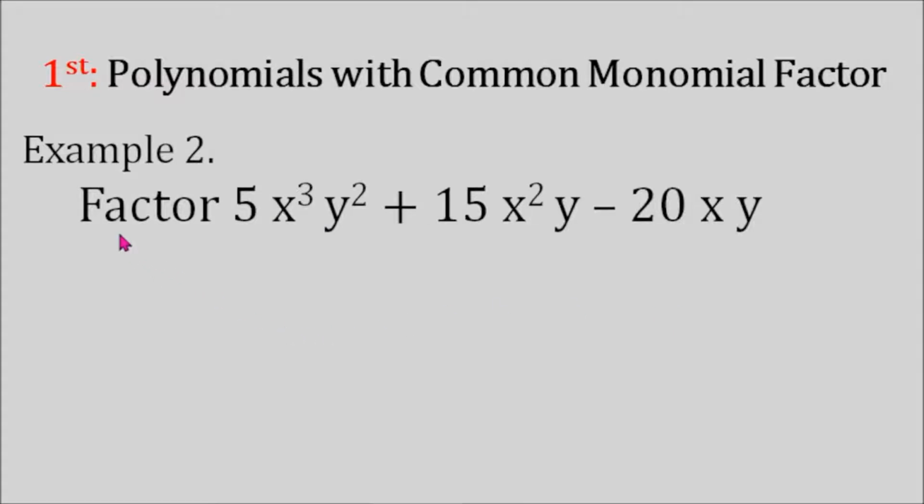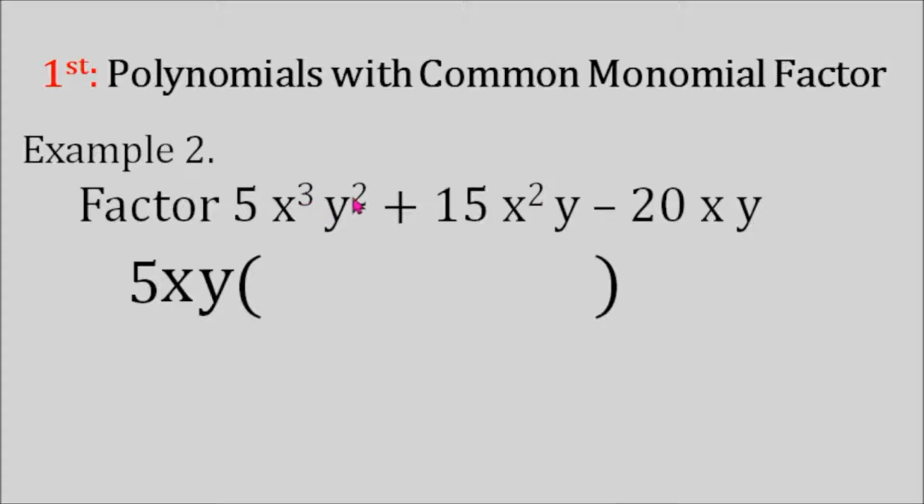Example number 2, factor 5x cubed y squared plus 15x squared y minus 20xy. We have three terms here. So the greatest common factor between 5, 15, and 20 is 5. And the greatest common factor between x cubed, x squared, and x is the one that has the lowest exponent, and that's x. The greatest common factor between y squared, y, and y is just the y.